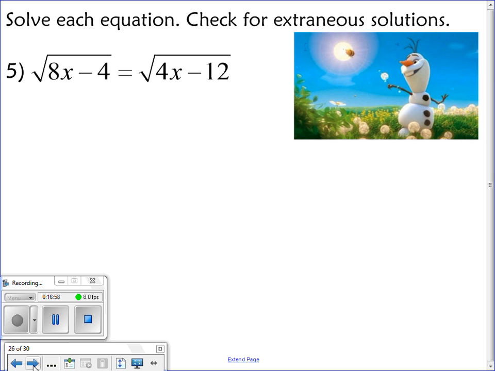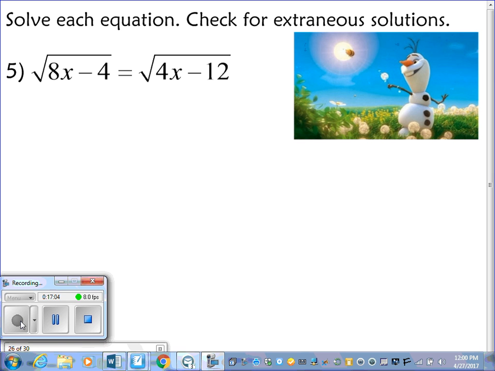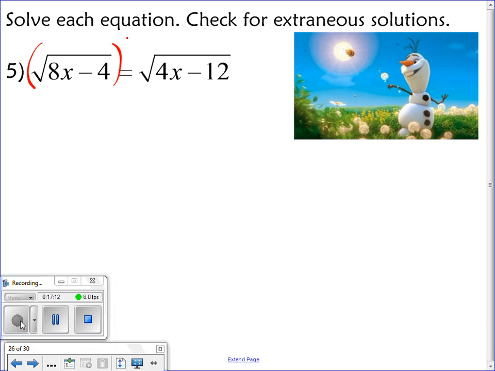What about number 5? Try this one on your own. It's just like the last one. All right, guys. So looking at this problem, are your radicals already by themselves? Yeah, they're already all by themselves. So we'll go ahead and square both sides of the equation, which makes your radicals both go away. So we have 8x minus 4 equals 4x minus 12. Do we have to set this equal to 0? No, because you don't have an x squared. So we'll go ahead and solve.